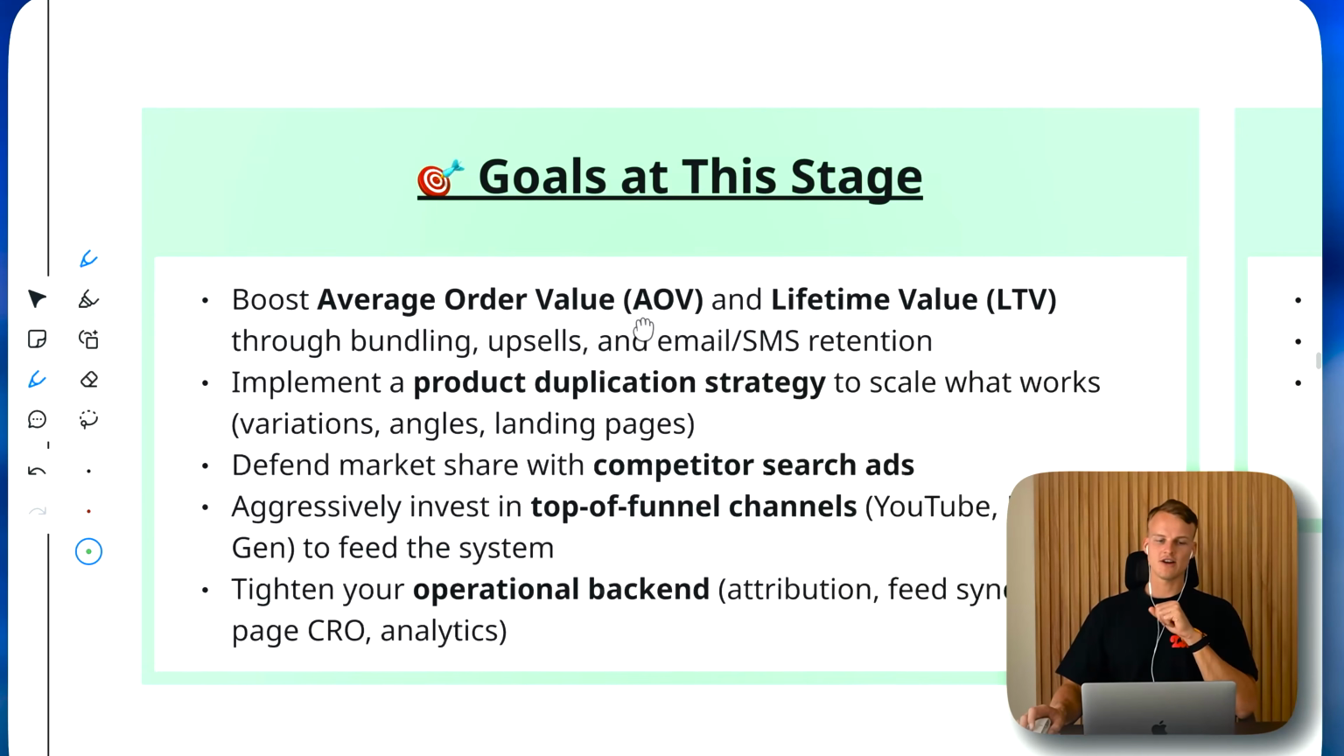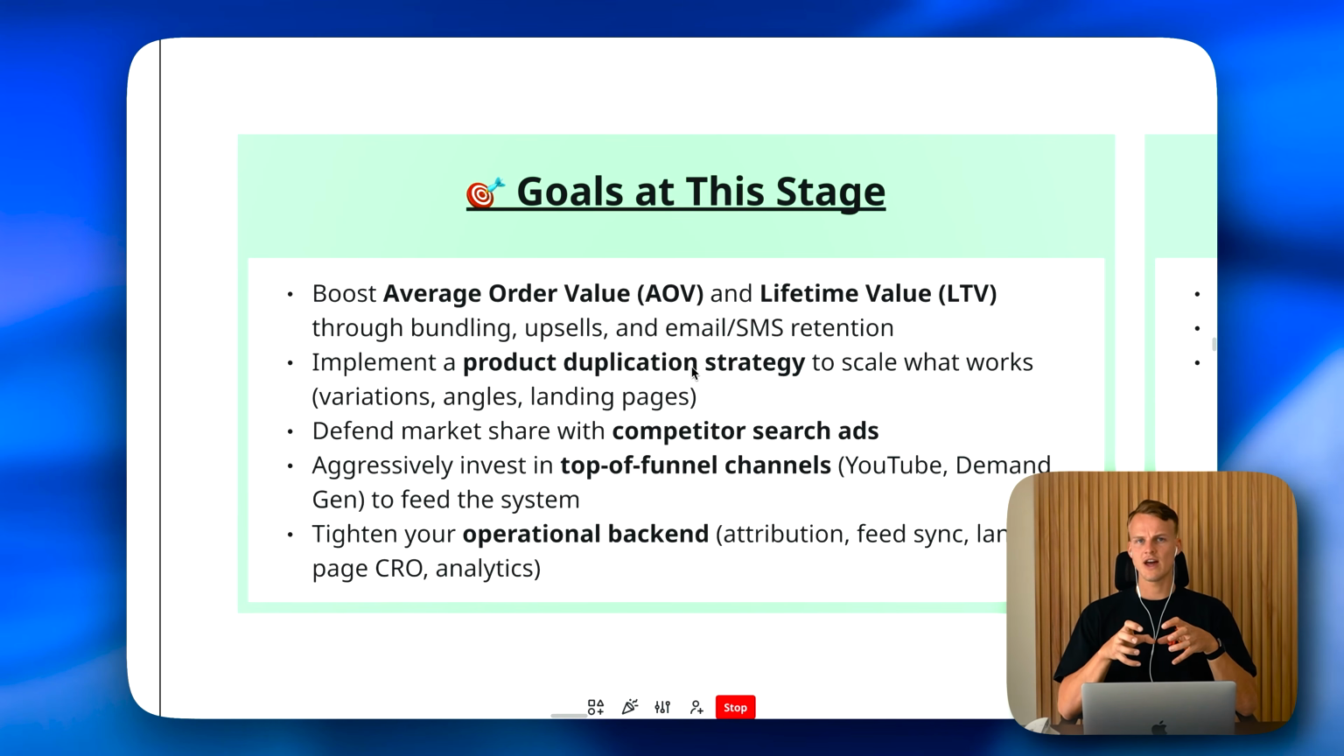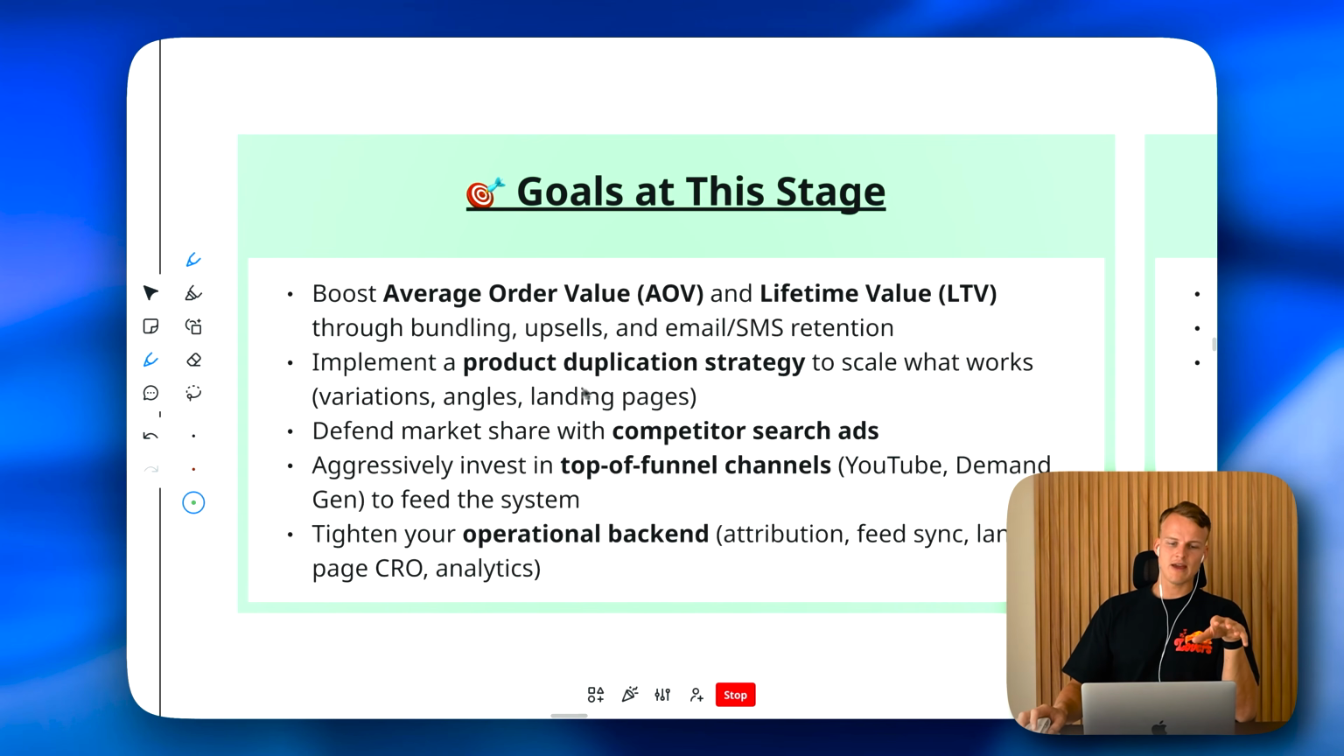The goals at this stage are to boost average order value and lifetime value through bundling, upsells, email, and SMS retention. And even though that's not within Google Ads, it does help with the results, obviously. Implement a product duplication strategy to scale what works.